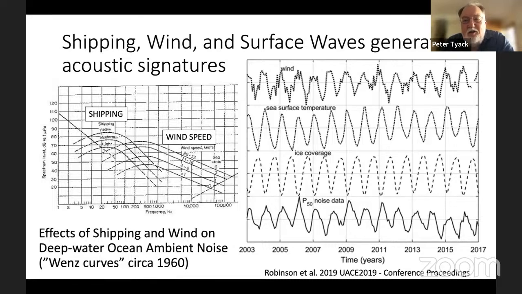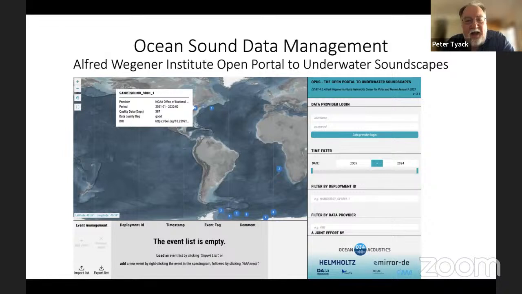So how do you sort out: is this because of an environmental change with ice coverage? How much is due to the wind? A key for that is being able to dive into long-term data sets and look at short-term to see what the sources of sound are. And I'd like to credit the Alfred Wegener Institute as a wonderful example of an academic institution that has provided a very significant contribution to the ocean sound essential ocean variable by developing the open portal to underwater soundscapes, which is very important for ocean sound data management.